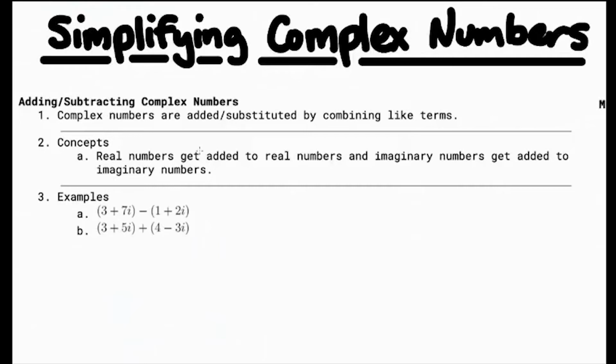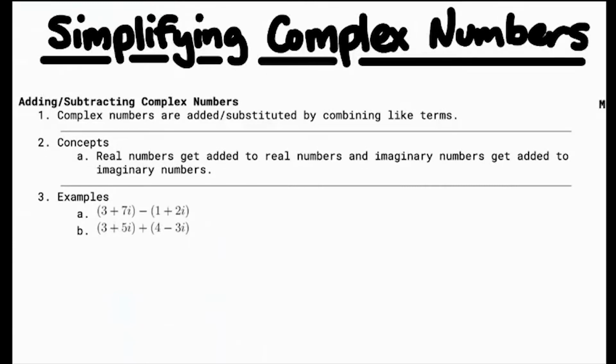So it says, for number one, complex numbers are added slash subtracted. That's embarrassing. By combining like terms. Real numbers get added to real numbers, and imaginary numbers get added to imaginary numbers. This is really similar to the warm-up we did. We just combined like terms.